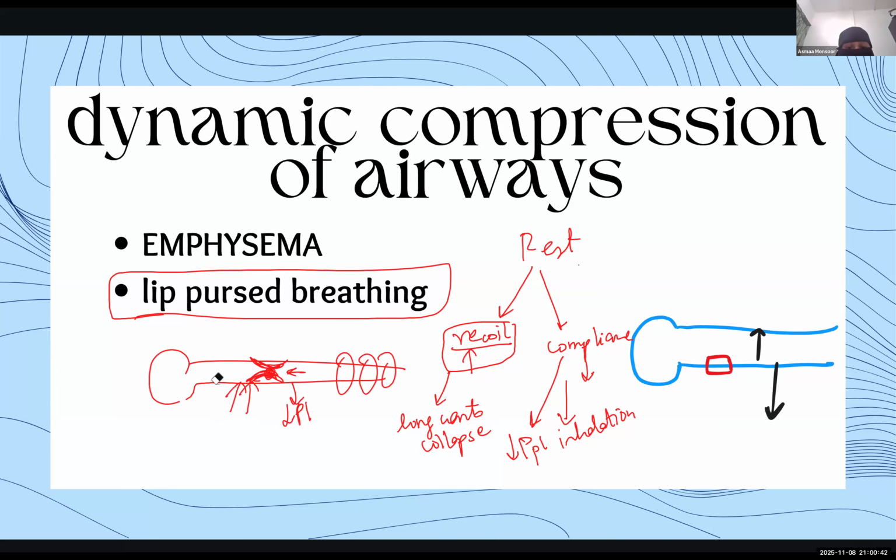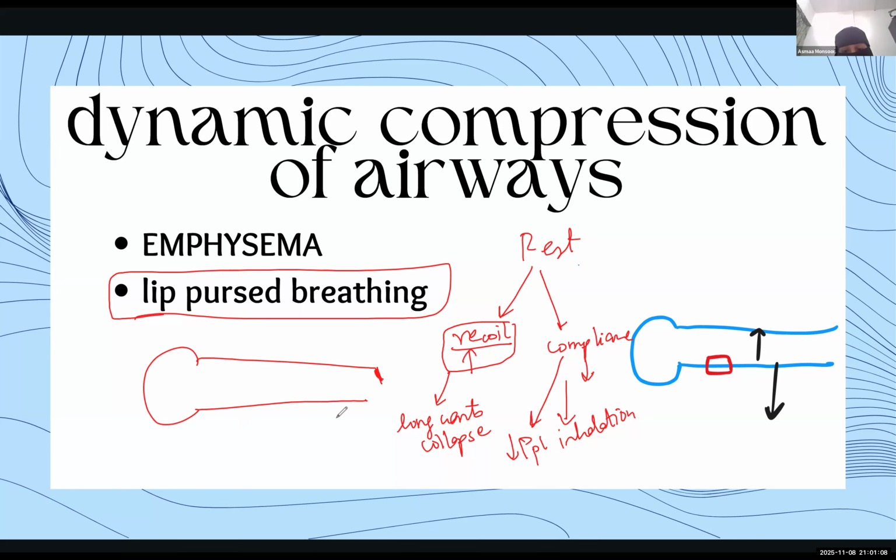Now, in order to prevent this from happening, people who have restrictive diseases like emphysema use something called lip pursed breathing, where they keep their lips really tight, with a small hole. If this is their mouth, they're making it really narrow over here, which means the pressure at this part, and therefore the pressure all inside, is going to be high.